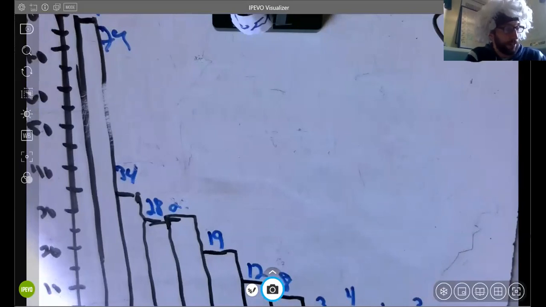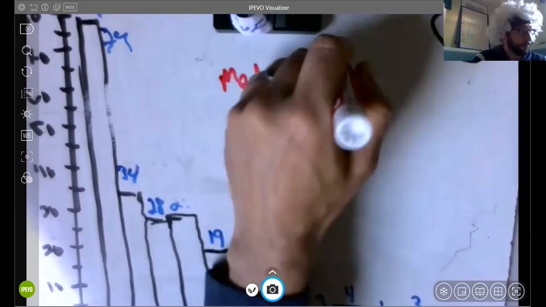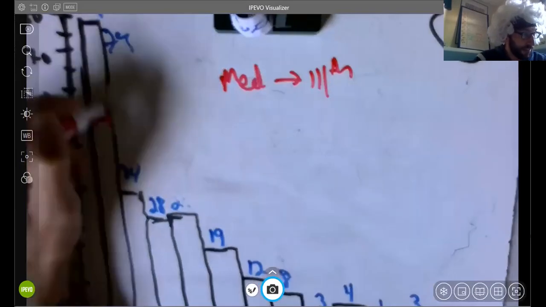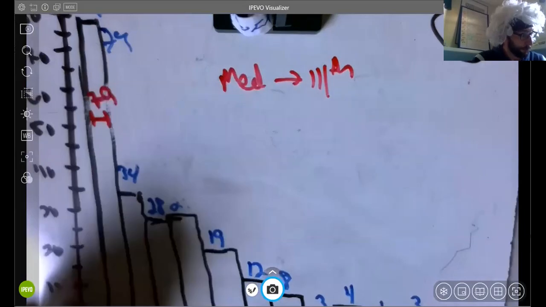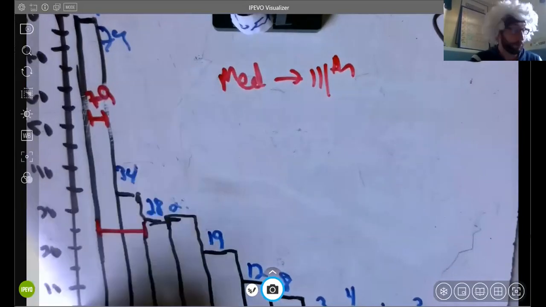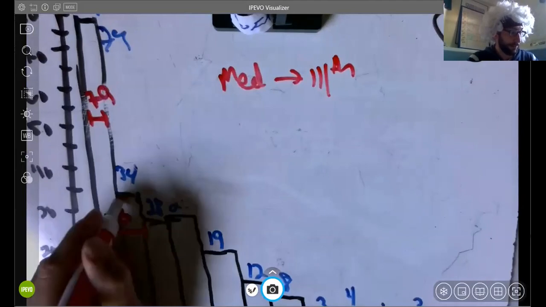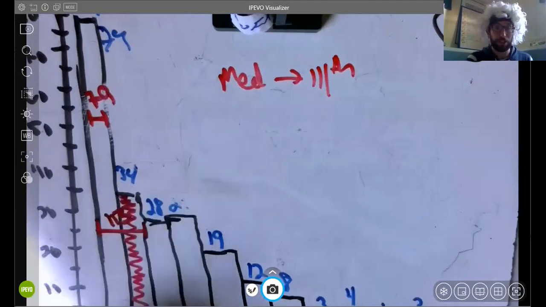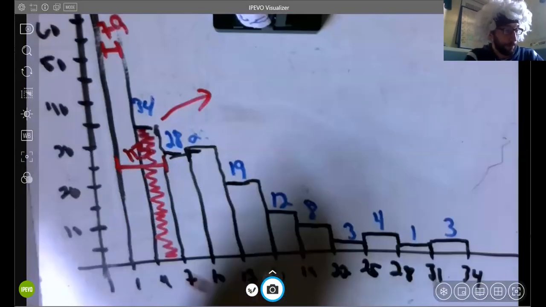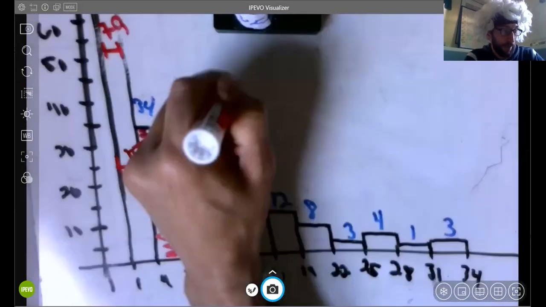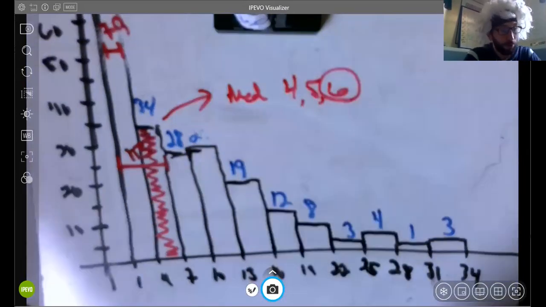So we need the median, which is going to be the 111th data value. From here to here, we have the first 79. From here to here would take us up to 79 plus 34, which is 113. So the 111th data value has to be in this bin, which means the median has to be 4, 5, or 6, right? And the only option was 6.